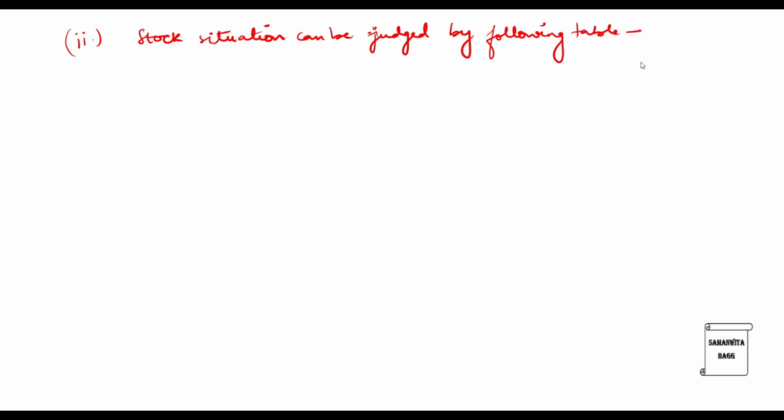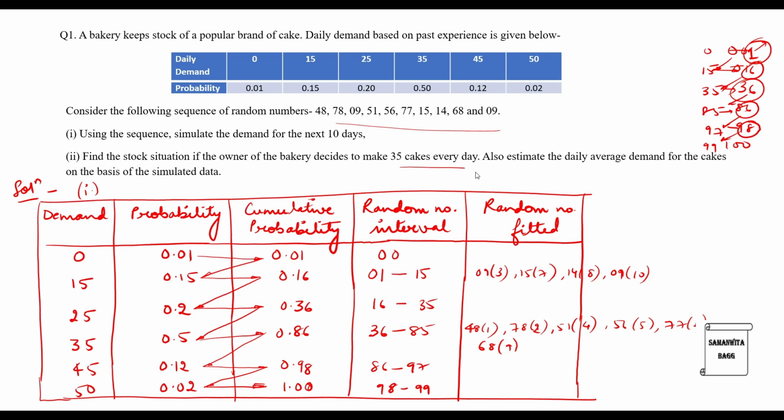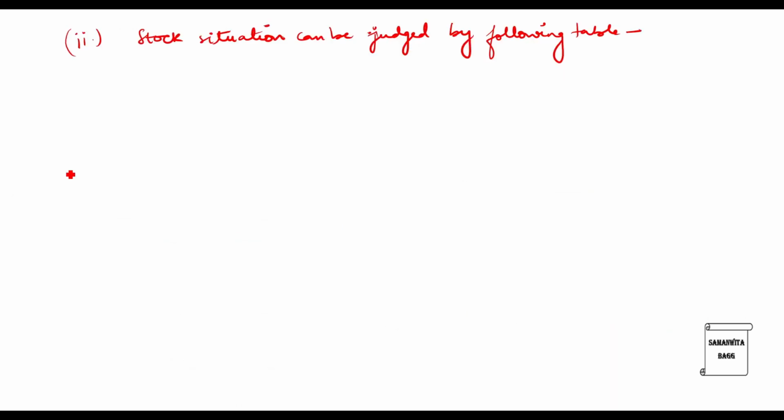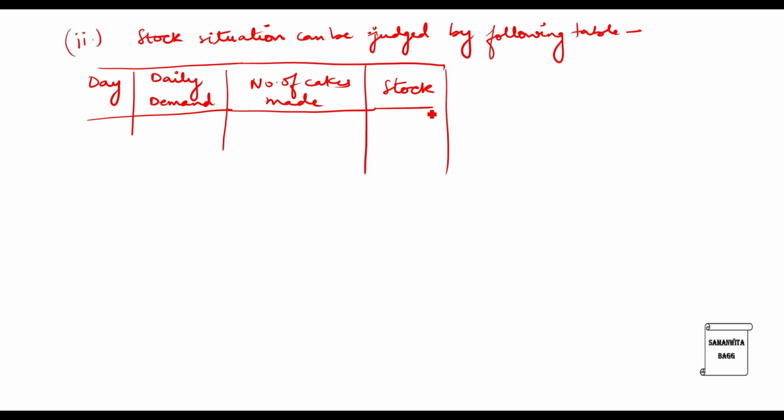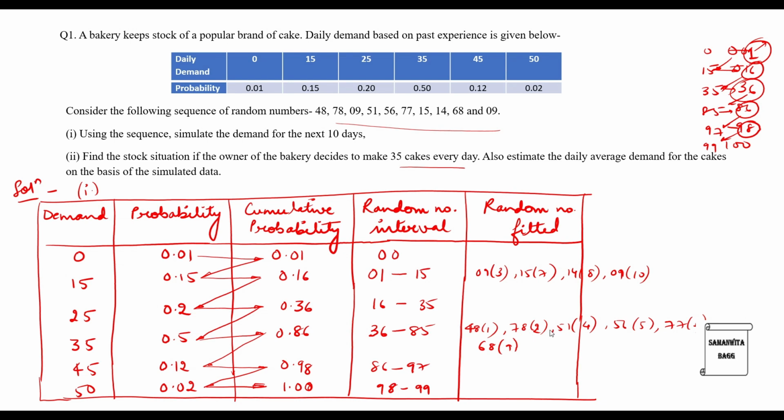And the owner has decided to make 35 cakes every day. Don't forget that. So I will make a table day wise. So I will first write down day. Then I'll write down the daily demand that has now been created. And then you have the number of cakes made per day, and lastly you will talk about the stock situation. This daily demand that I am writing is not from the table given, but from the random numbers that I have fitted in the daily demand situation.